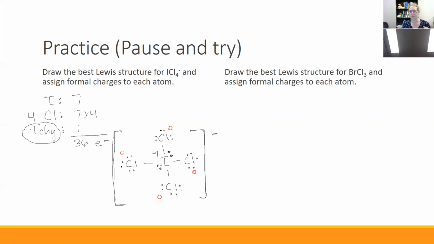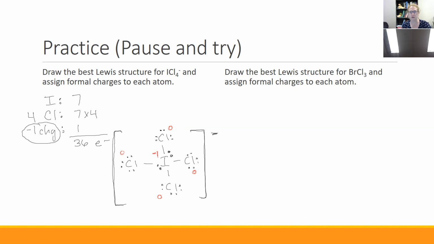The chlorines each have 1 bond and 3 lone pairs, which gives them a formal charge of 0. That's what I wrote in red. And then the iodine in the center has 4 bonds and 2 lone pairs, and so it ends up with a formal charge of -1. That's good because the whole molecule has a -1 charge. So somebody had to have a -1, and iodine is the one who took it.